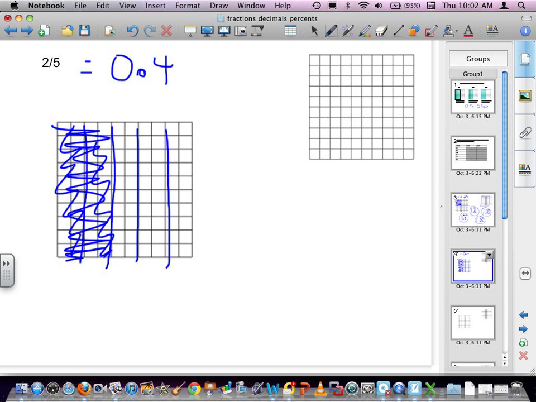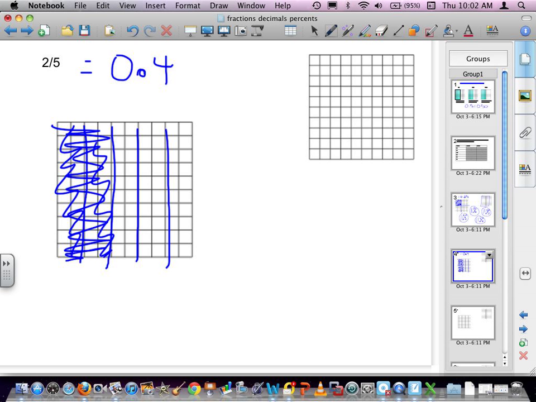I take 100 squares and break it into 5 equal parts, each part has 20 squares in it. So I'd have 40 squares, or 4 columns, 4 tenths, or 40 hundredths. Sometimes we'll just get kids to convert to an equivalent fraction that's over a power of 10. So some kids might have looked at that and said 2/5 is 4 tenths, so 4 tenths I can write as a decimal.